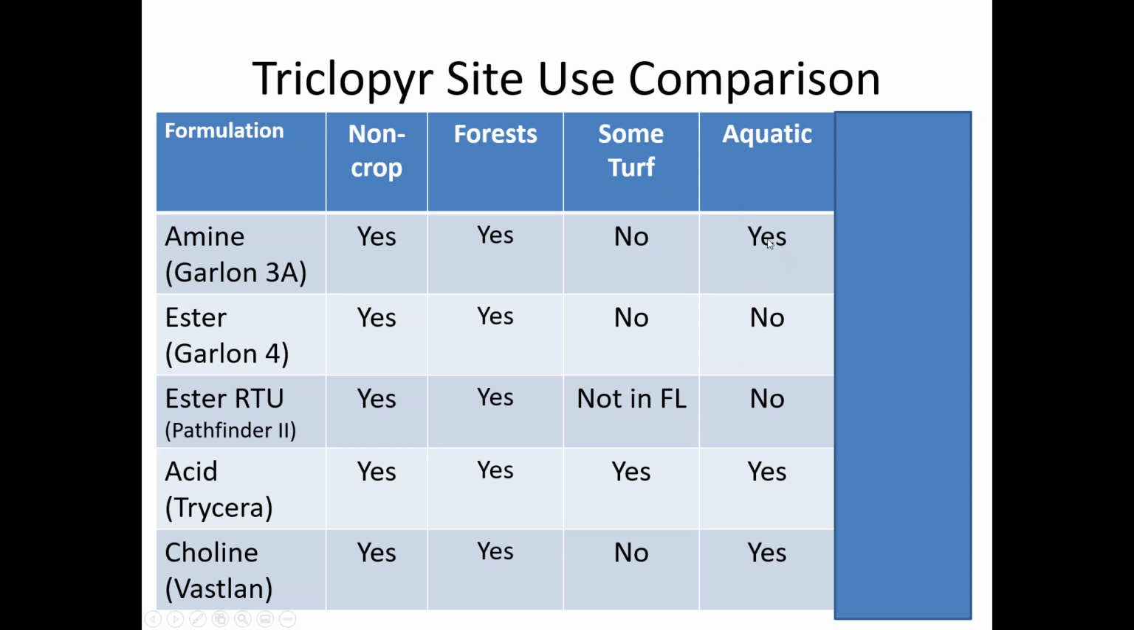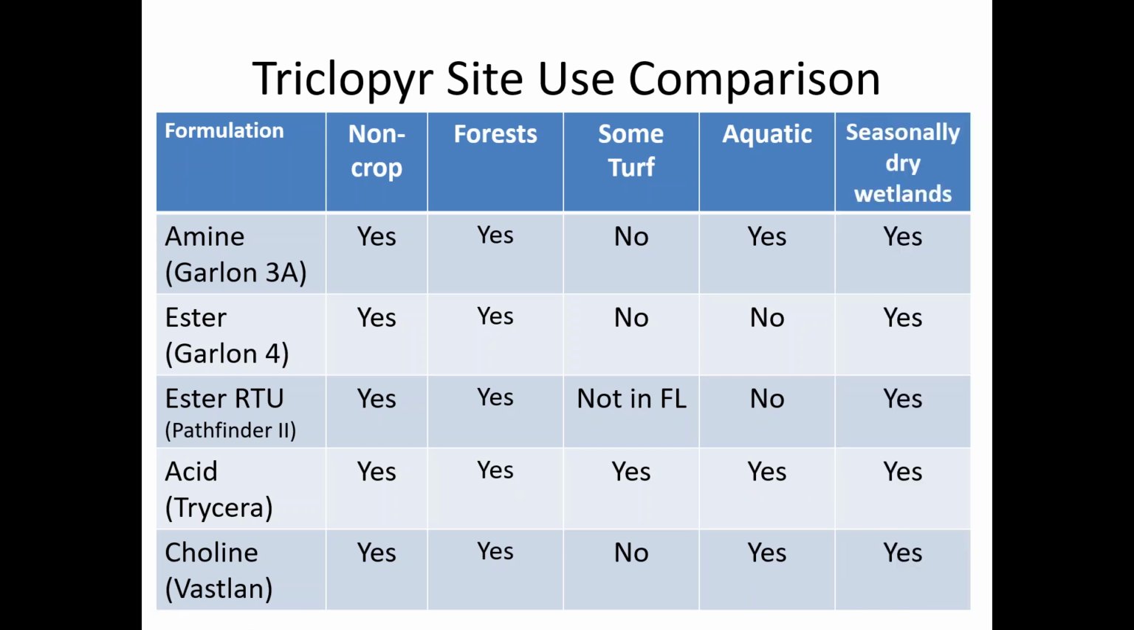Aquatic uses, this is important. So we've known that the Garlon 3A, or the Amine formulation with Renovate and other products, has had the aquatic label. The Ester has never been labeled for use in aquatics, nor the RTU Ester. The acid formulation has an aquatic label, as does the Choline formulation. So here we have the 2 new products coming to the table with a number of aquatic uses.